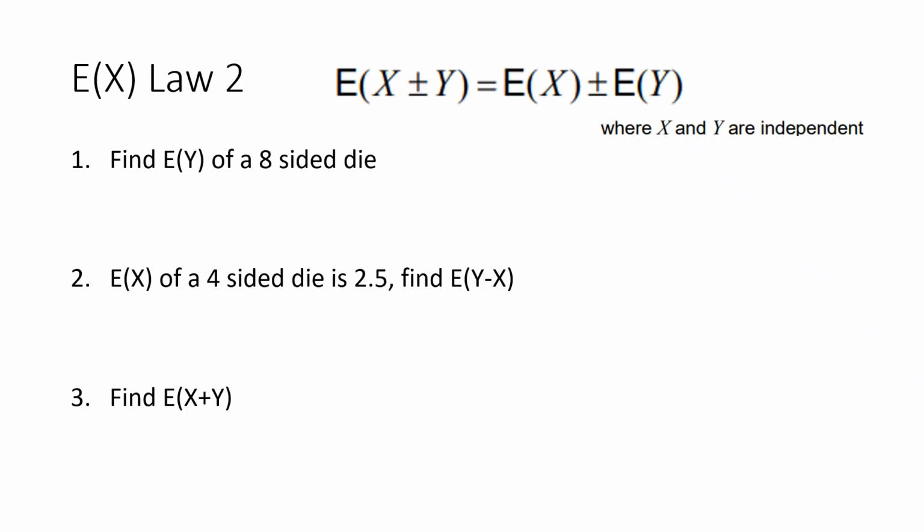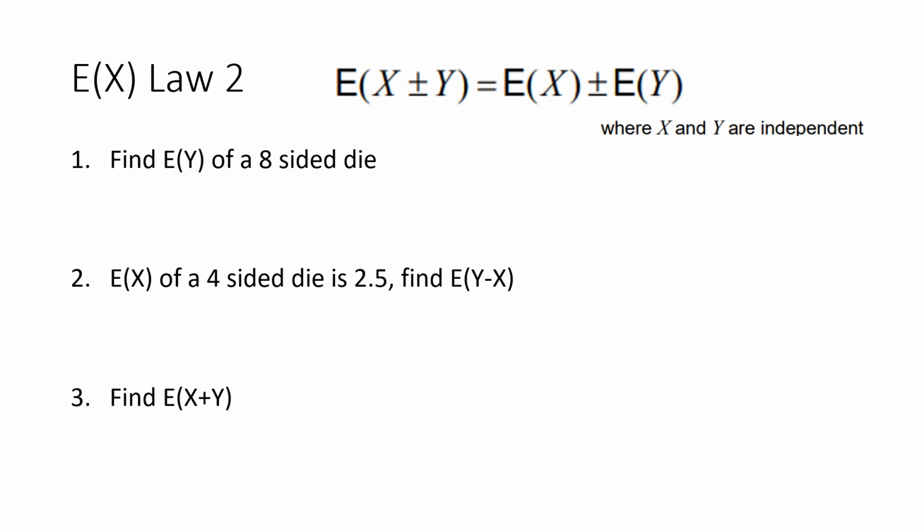Now, the second law of expectation is adding or subtracting two expectations. And this can only happen when x and y are independent and they have no influence over each other. So if E of x is high, that doesn't mean E of y will also be high. So let's move on to the questions.